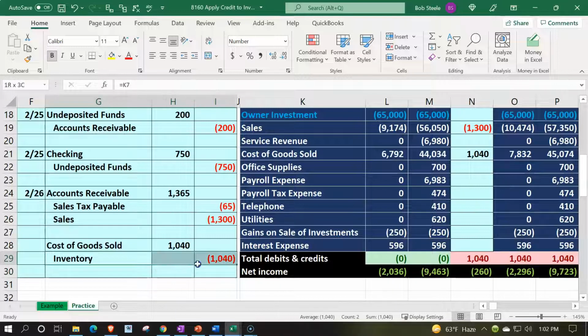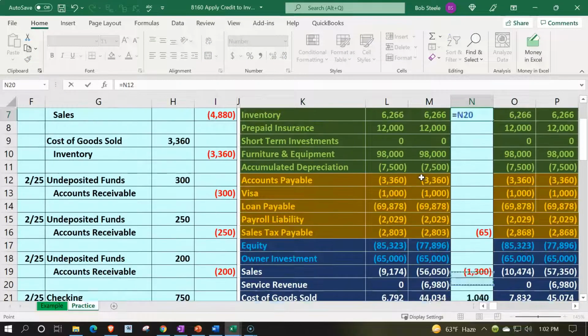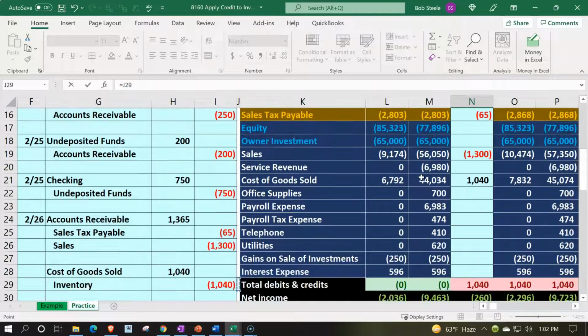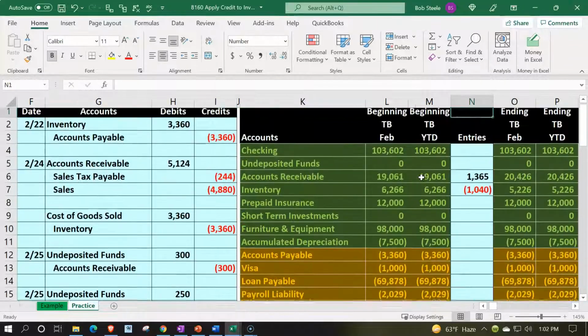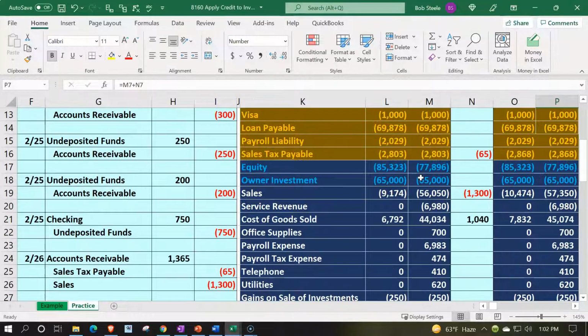Then we got the inventory, finally, and N7 equals, scrolling down, picking up the inventory, and that then changes the inventory, decreasing it to 5226, which is the same for both year to date and February, given the fact that it's a balance sheet number. Let's post it to the GL now.